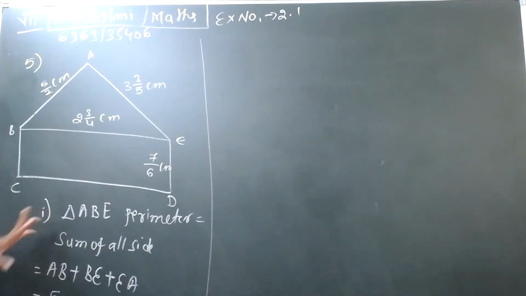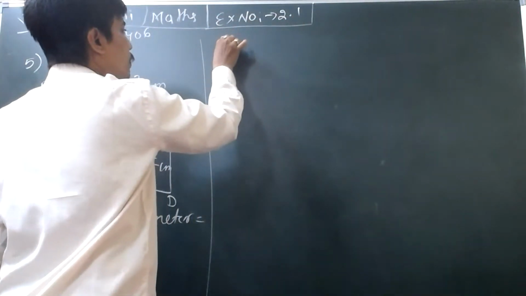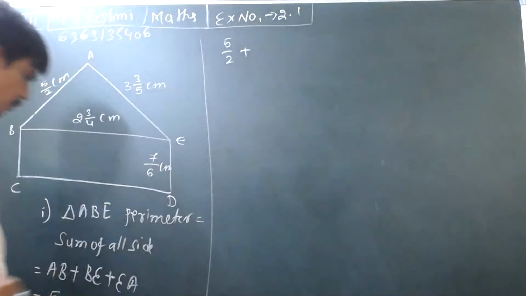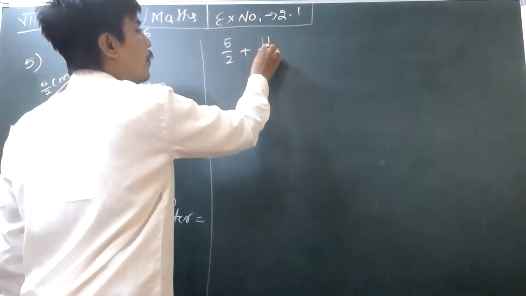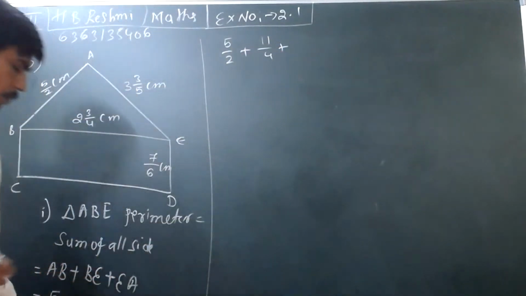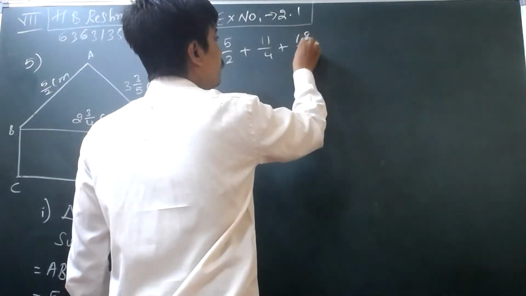What I did? Perimeter of this means, first question, perimeter. That is AB, BE and AE or EA, both are same. Now, first 5 by 2 should be kept as it is. Then later on we have to convert the mixed fraction into improper fraction. 4 2s are 8. 8 plus 3, 11. 11 by 4. Similarly, 5 3s are 15. 15 plus 3, 18. 18 by 5.